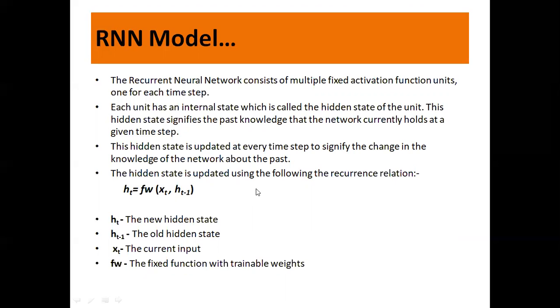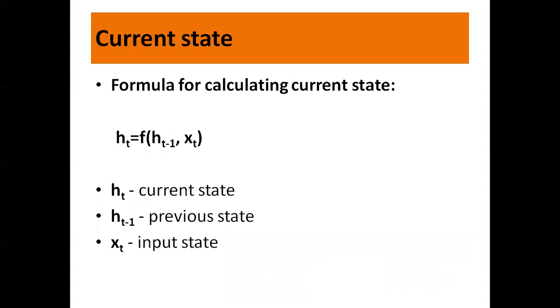How is it updated? The hidden state is updated using the following recurrence relation. Here the new hidden state is calculated using a fixed function with trainable weights, right? The parameters to this function are the current input and the old hidden state. We can say this is t, the current, and t minus 1, that is the previous or old state. The same way we do in recursive algorithms. Now, how do we calculate the current state? Again, the current state is equal to a function applied to the previous state and the input.